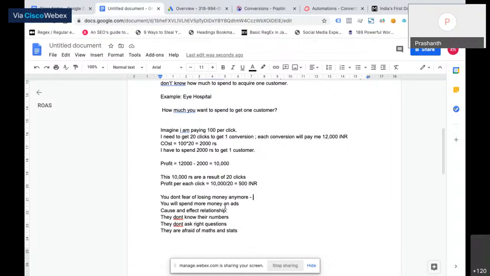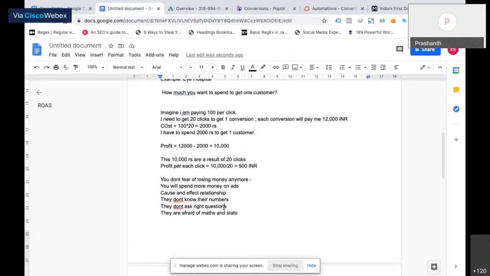Why don't they spend more? Because they don't understand cause and effect relationship. Why don't they understand cause and effect relationship? Because they don't know their numbers. Why don't they know their numbers? Because they don't ask the right questions. Why don't they ask the right questions? Because they don't understand the math and stat. Are you getting me? So whatever I'm going to share in the documents, you'll have all these things.